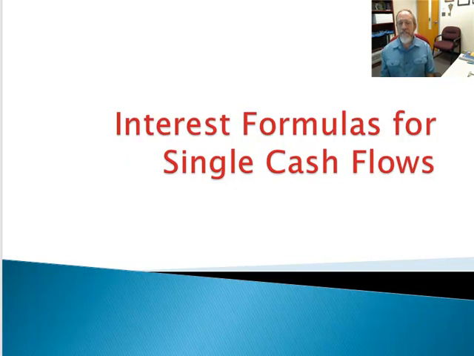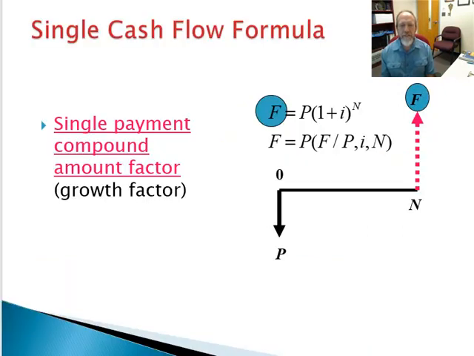So let's look at some formulas for cash flows. And this has got some terminology that you need to learn. So, single payment compound amount factor, or growth factor. Note, the annotation here is important. F, we already know that F is equal to P times (1 plus i) to the n, but what we're really looking at here is the annotation F over P, i, and n. It's a factor, a growth factor.